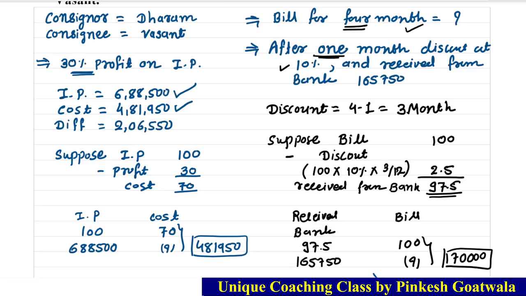Remember, I also told you when we started the invoice price point, the consignee never knows about the cost. For the consignee, cost means invoice; for him, the invoice is the cost. Remember, here Vasan didn't know about the cost.